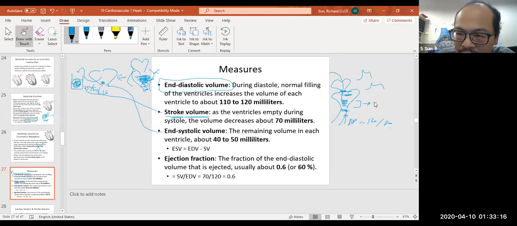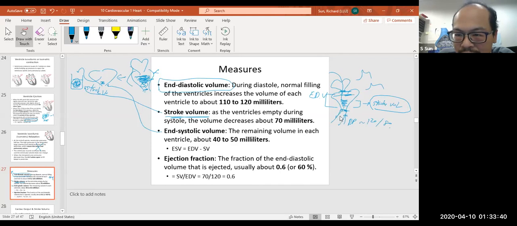This amount is called stroke volume. Overall, the amount stored at the end of the diastole is called the end diastolic volume. The one that got squeezed out is called stroke volume. This amount of blood will be squeezed out into the body. So that basically summarizes it.